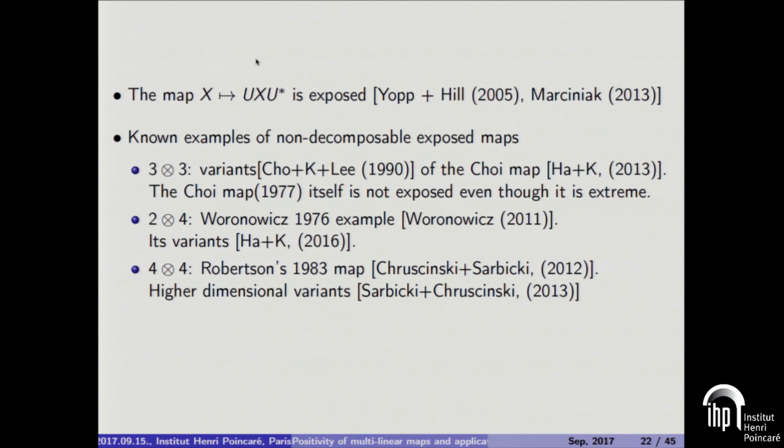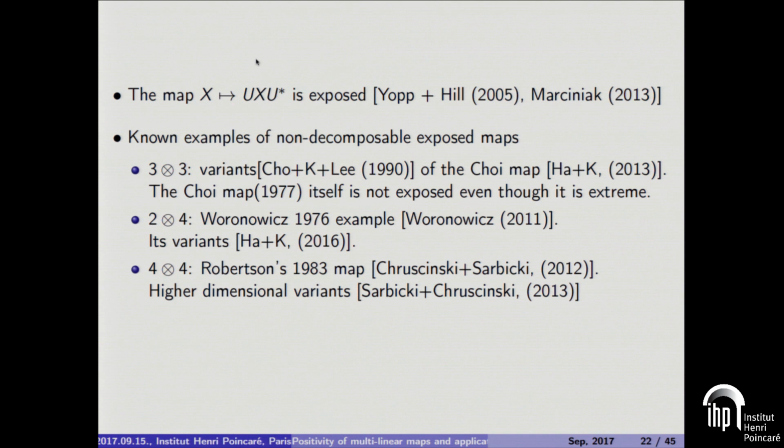There is another example, in the 2x4 case, the old example of Woronowicz, which was shown to be exposed by Woronowicz himself. Actually, when I began to study quantum information theory, I noticed the importance of exposed maps, but I found no known example of exposed non-decomposable maps. So I asked Woronowicz, but he showed that his map is already exposed. And there is another non-decomposable map given by Robertson during the 80s. This map turned out to be exposed. It was shown by a physicist.